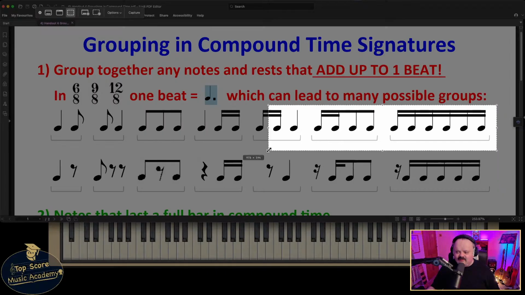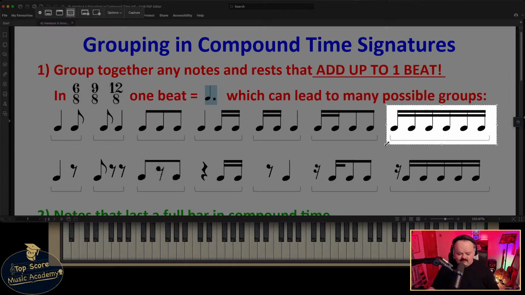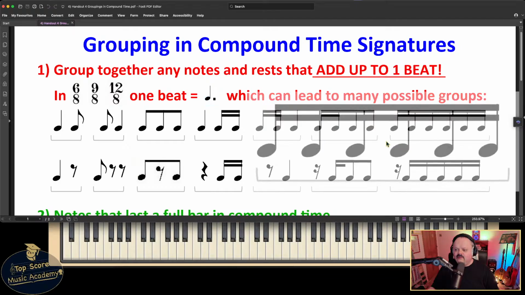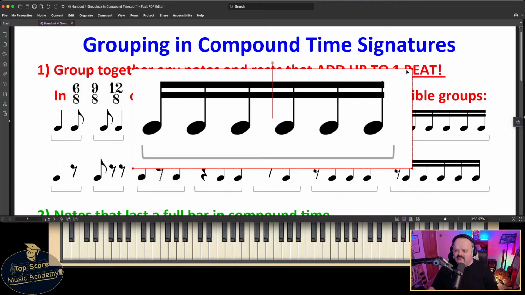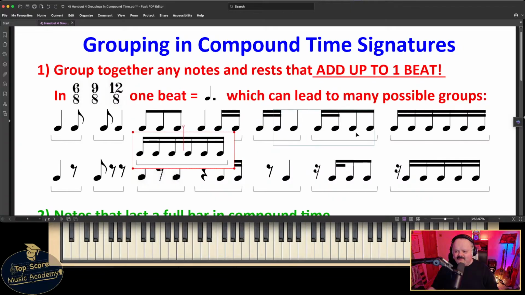If I just, let me see. Oh, I didn't know that actually could go in there. That's brilliant. Let's remember that.